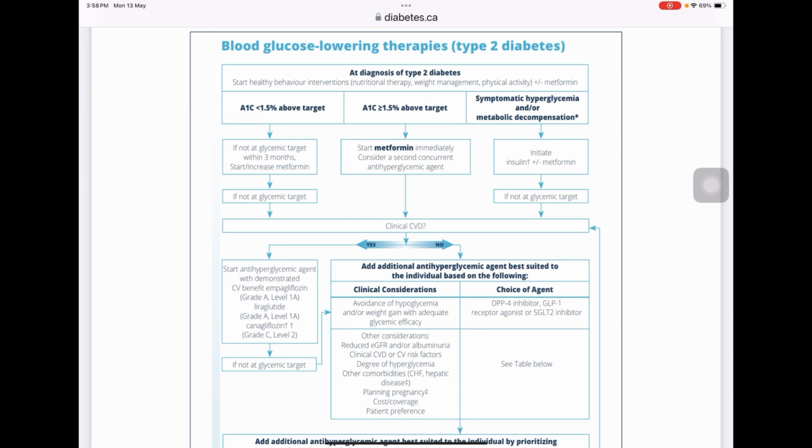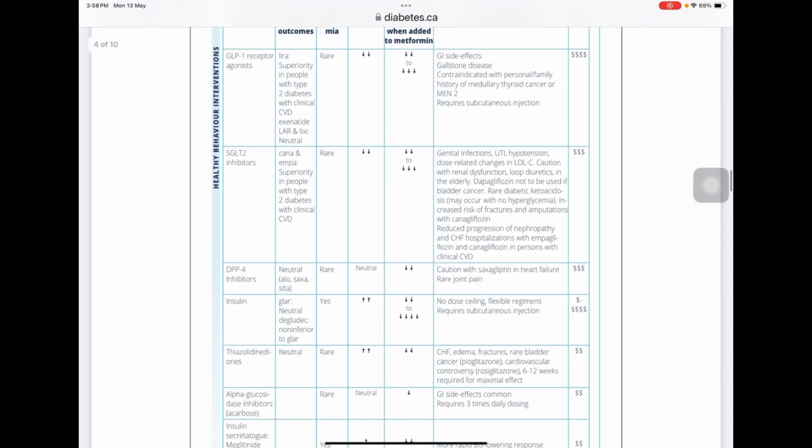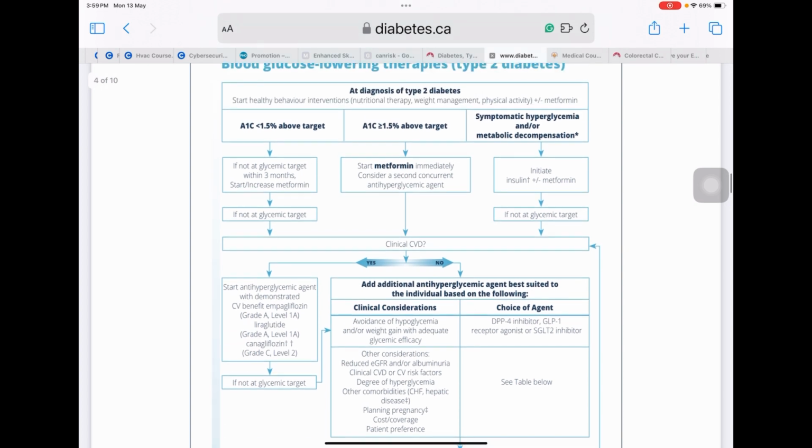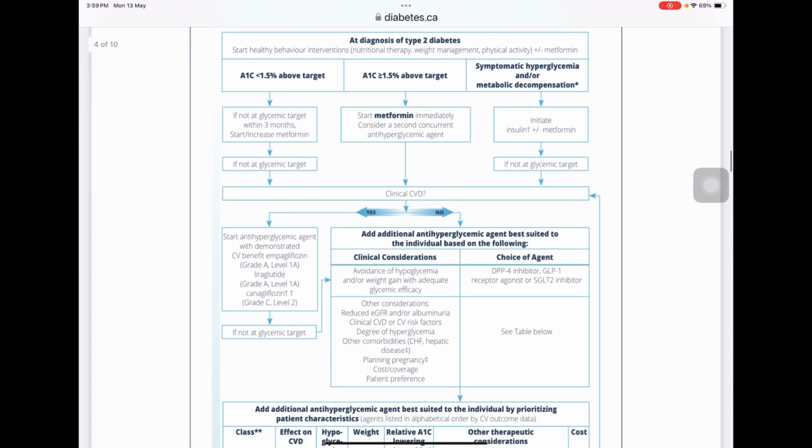Okay. Now, symptomatic hyperglycemia and metabolic decompensation. If the patient has symptomatic hyperglycemia with metabolic decompensation, start insulin with metformin, and then we can add on therapies accordingly, right? So that's how you do it. We need to make sure that within 3 to 6 months we bring the patient within the target range of HbA1c, right?